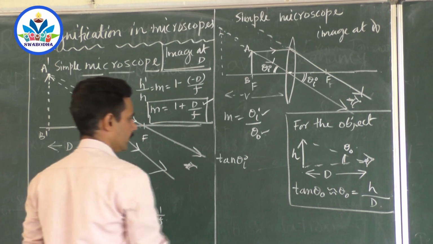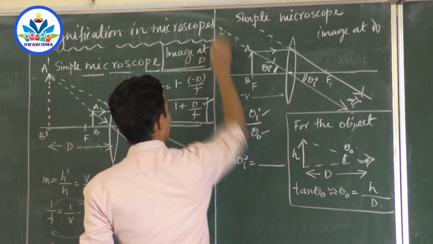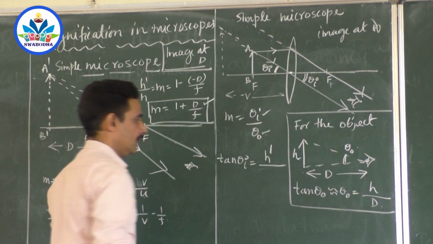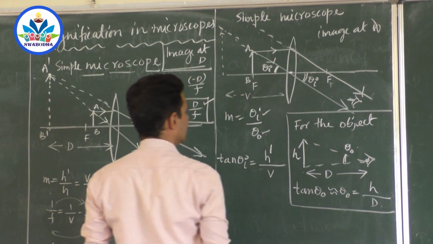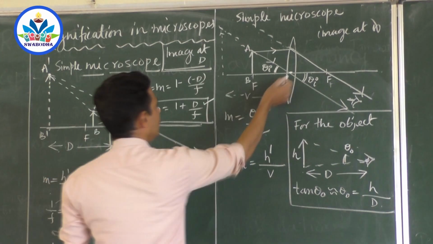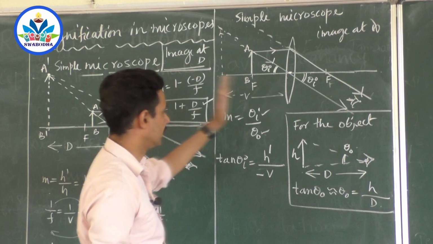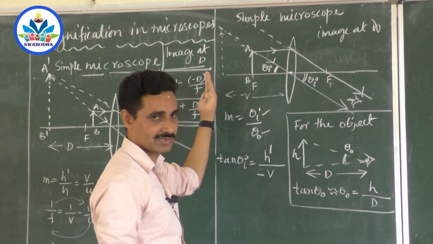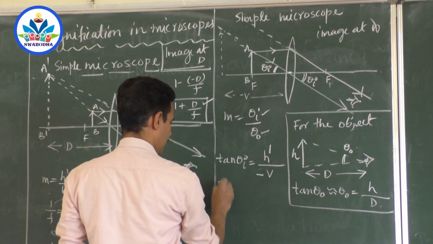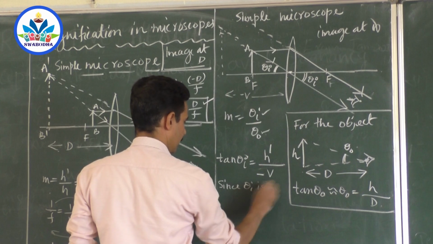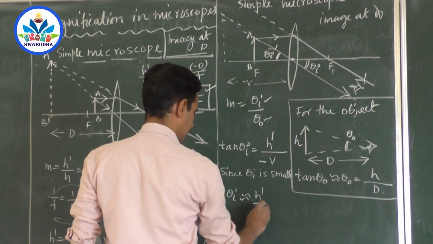Tan theta of the image position or size is equal to opposite side, that is height of the image, divided by adjacent side. It is V. Tan theta is h dash by V, and V is on this side. Is it minus V? Correct? Because the image is on the same side as the object, opposite to the rays of light coming, you have to measure it, so minus V. Now this is almost equal to theta I. Since theta I is very small, what can I write? Theta I is almost equal to h dash by minus V.